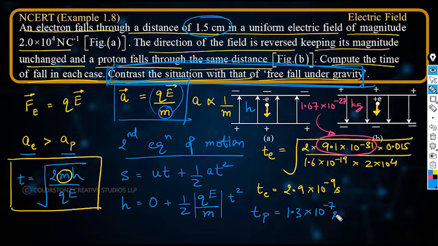Clearly we can see the time taken by electron is lesser, time taken by proton is more, as we had expected. And we've also compared this situation with the free fall under gravity. They do not take the same time. The time depends on the mass because electric force depends on charge rather than mass. So I hope this question was clear to you.